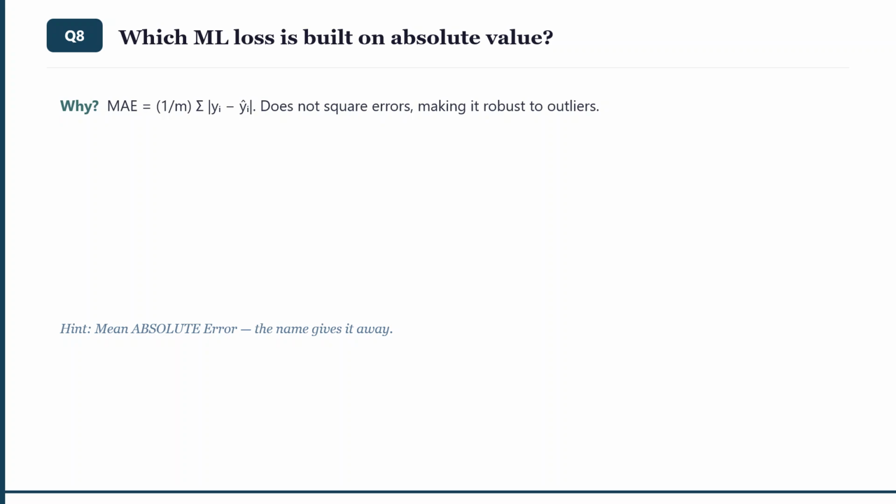MSE squares the residuals. Cross entropy uses logs of probabilities. Hinge loss uses a piecewise max formulation. MAE is the loss that maps directly onto this week's absolute value mechanics.